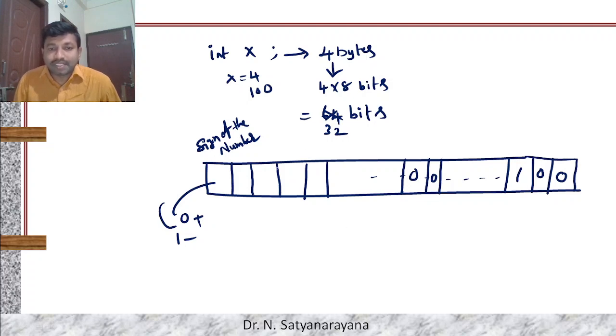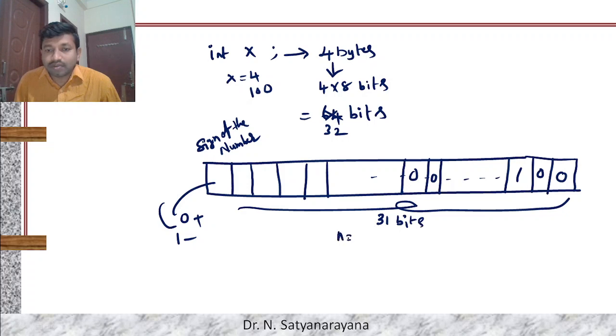So how many bits are there? Remaining, all these are 31 bits. Means this time n is equal to 31. So what is the maximum value that we can represent with the 31 bits? If you are able to know that, that is fine. So how do you know? We have the formula now.